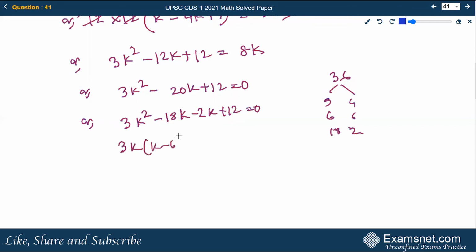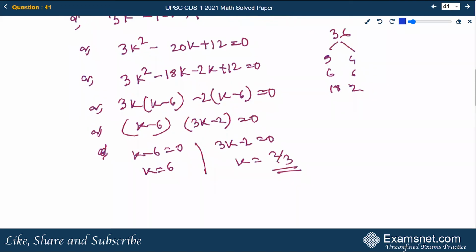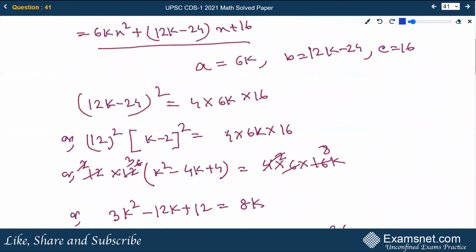So 3k(k minus 6) minus 2(k minus 6). (k minus 6)(3k minus 2) equals 0. So either I can write k minus 6 equals 0, that is k equals 6, or 3k minus 2 equals 0, that is k equals 2 by 3. I can see there are two values for k, one is 6, another one is 2 by 3.